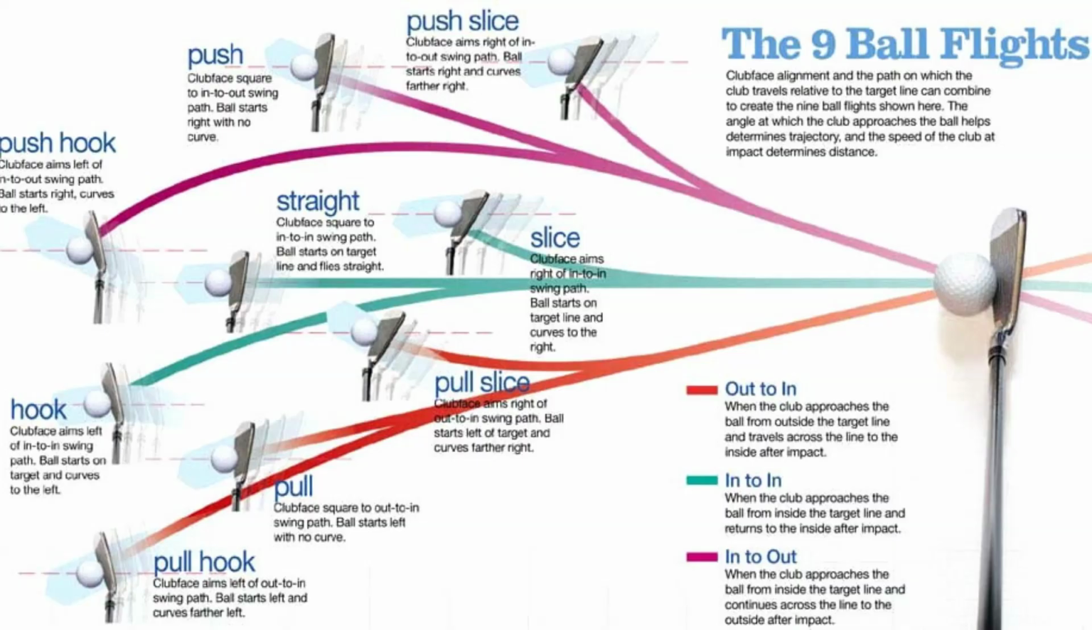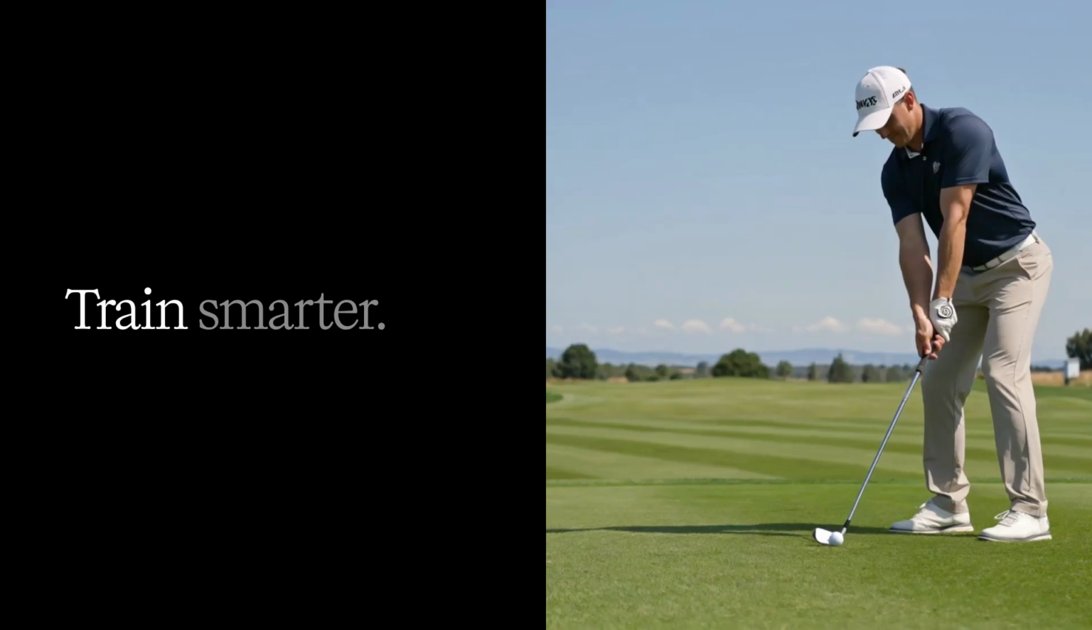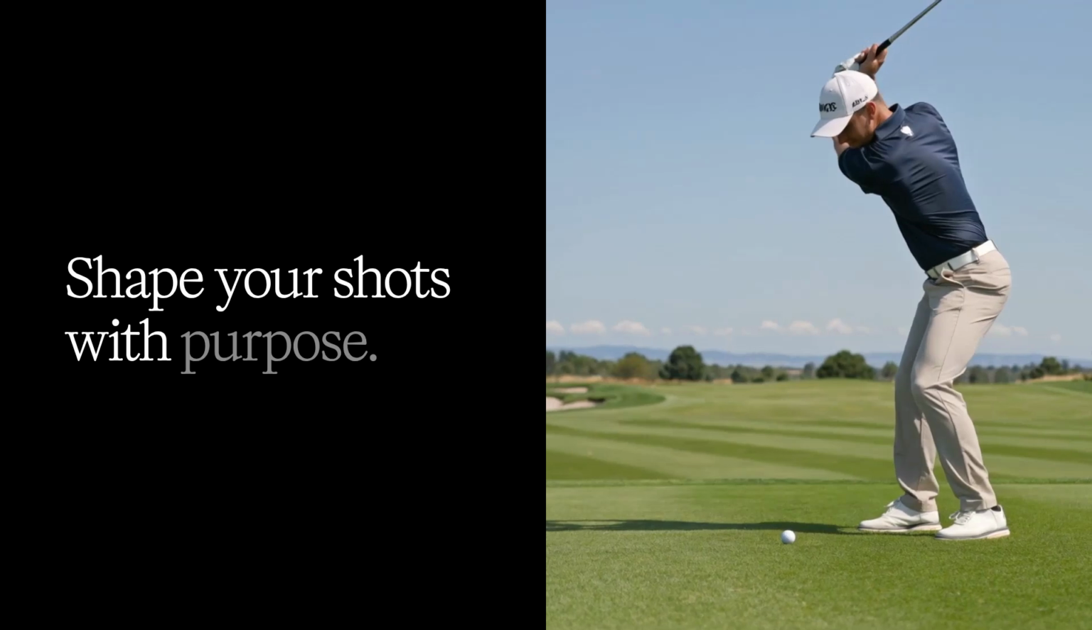The old ball flight laws. Understanding ball flight laws is the key to lowering your scores. Whether you're fighting a slice, dialing in a draw, or aiming for a controlled fade, knowing the difference between a pull, push, hook, and slice can completely transform your game. Train smarter. Shape your shots with purpose.